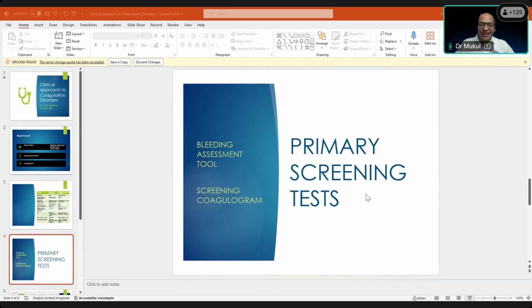So the primary screening test is the screening coagulogram, which she has highlighted, consisting of PT, APTT, and importantly platelet count as well. Importantly, for both the lab and the clinical person, it is to do the bleeding assessment tool, which she has highlighted nicely. And the ISTH BAT score is the commonly employed bleeding assessment tool for the person who is ordering the coagulation test, and even the person in the lab who is receiving those requests, to analyze which patients require an extensive bleeding workup.